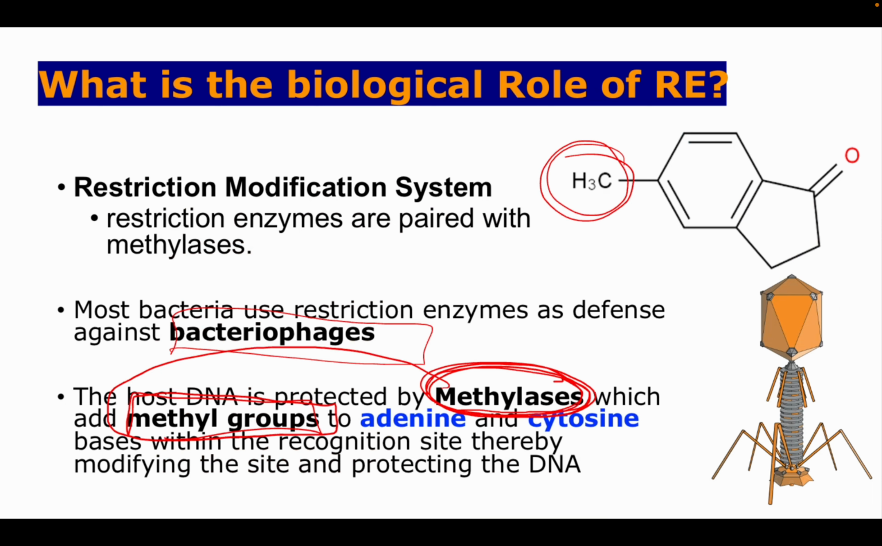And take note, the nitrogen bases at which methylation occurs are adenine and cytosine. Why is it that thymine was not mentioned here? Because thymine already contains a methyl group. And why is it that uracil was not included? Because uracil is only found in the RNA and we cannot find uracil in DNA.